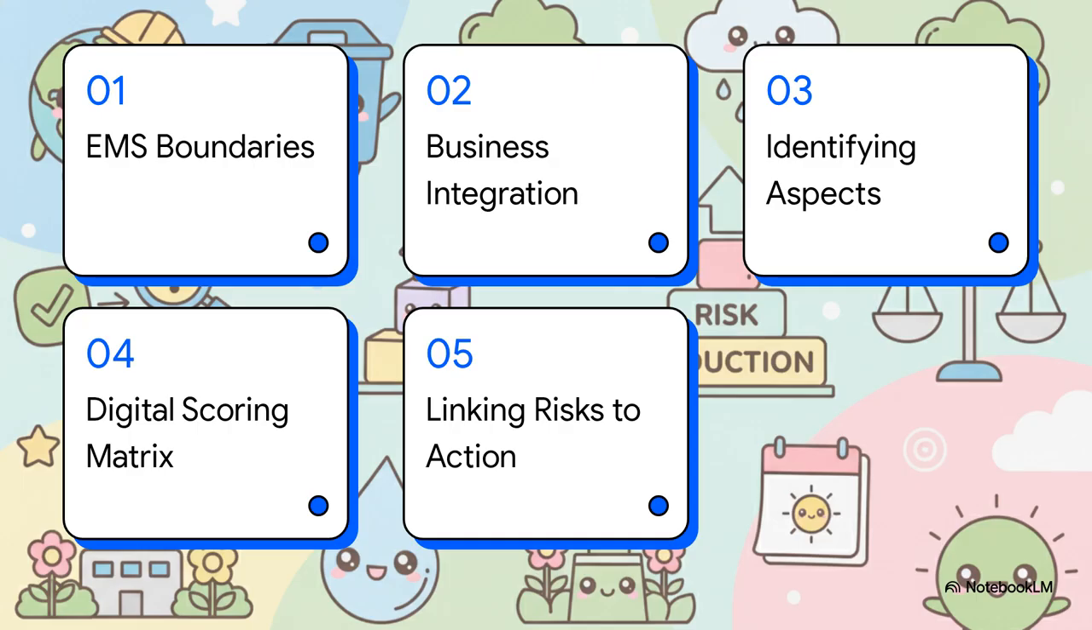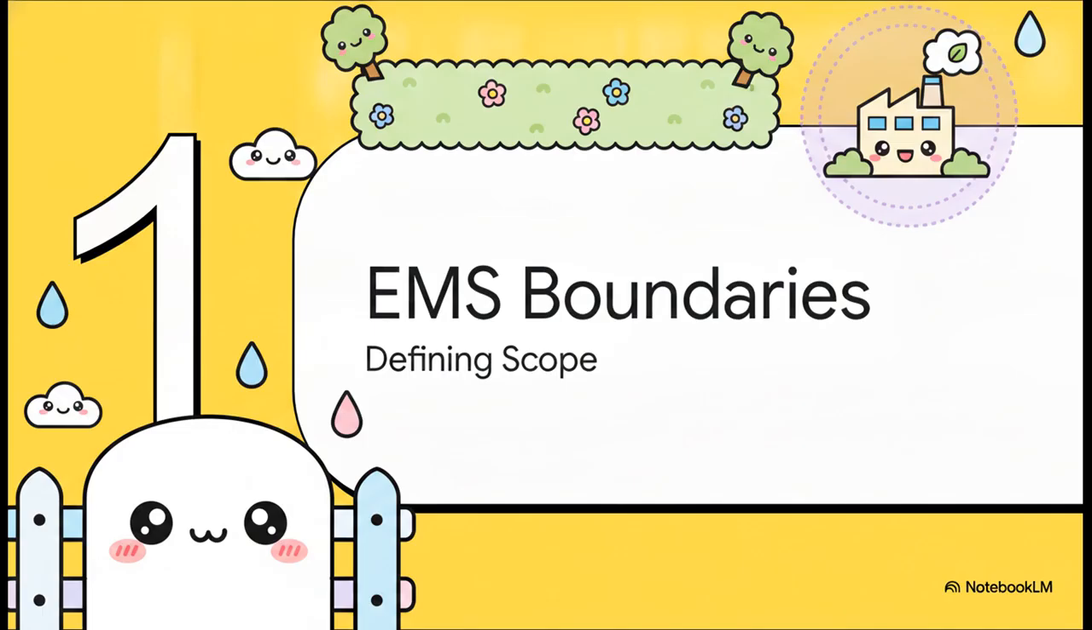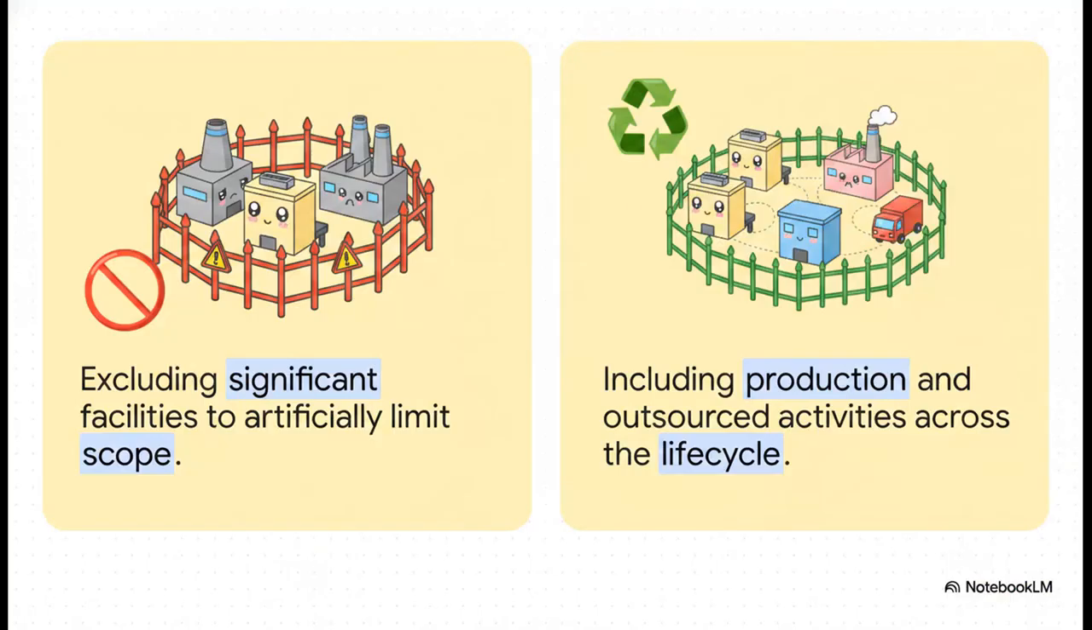Okay, let's go. Kicking things off with Section 1, defining the boundaries of your environmental management system, or EMS. You can think of this as putting up the physical and organizational fence around what you're actually managing. Now, a super common trap here is what we call an artificially limited scope. This happens when a company intentionally draws their boundary around just their corporate admin offices to make an audit easier, completely ignoring, say, their massive manufacturing plants or chemical warehouses. That is an immediate nonconformance.